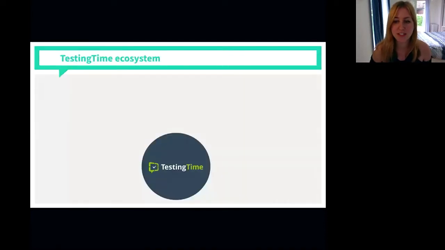I would like to start this presentation by explaining a little bit about the TestingTime ecosystem, because otherwise I think it's going to be quite difficult for you to understand the project itself that I'm going to explain. For those of you who don't know it, TestingTime is a company that recruits test users for user research. It can be for any kind of test, from moderated to unmoderated usability tests, interviews, focus groups, diary studies, etc. And we have two different types of target audience.